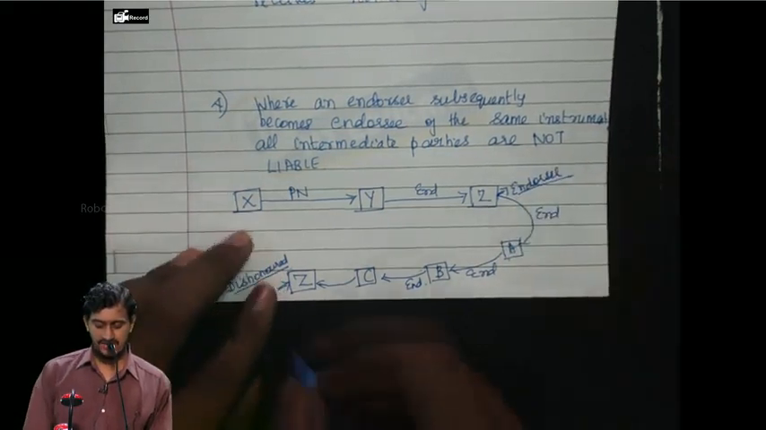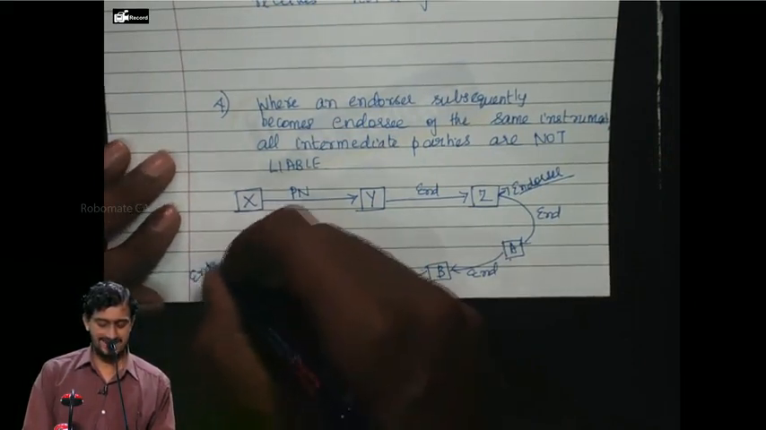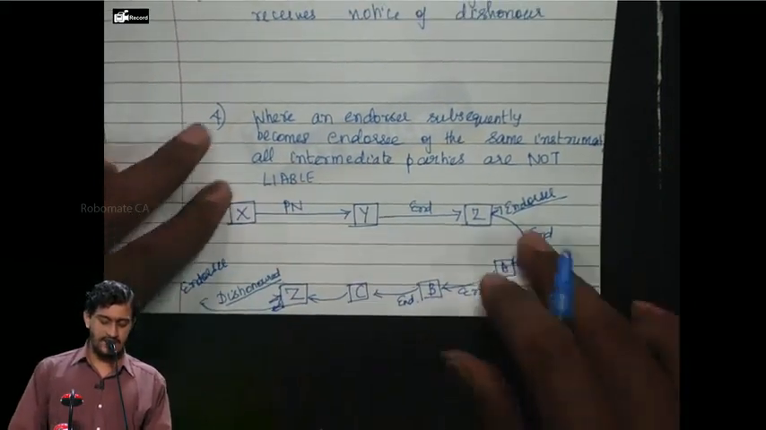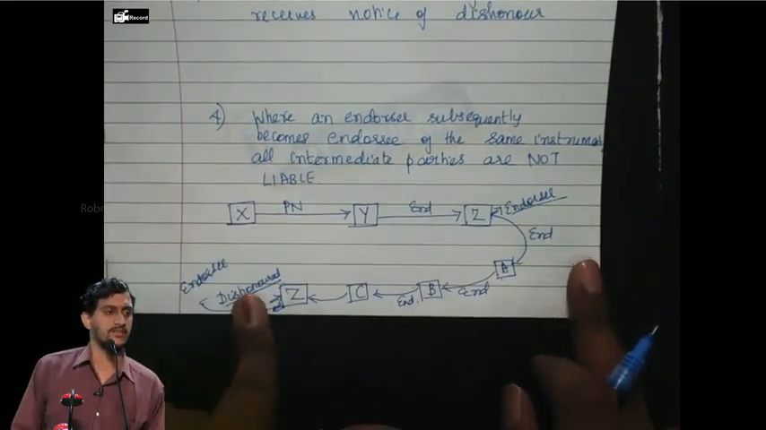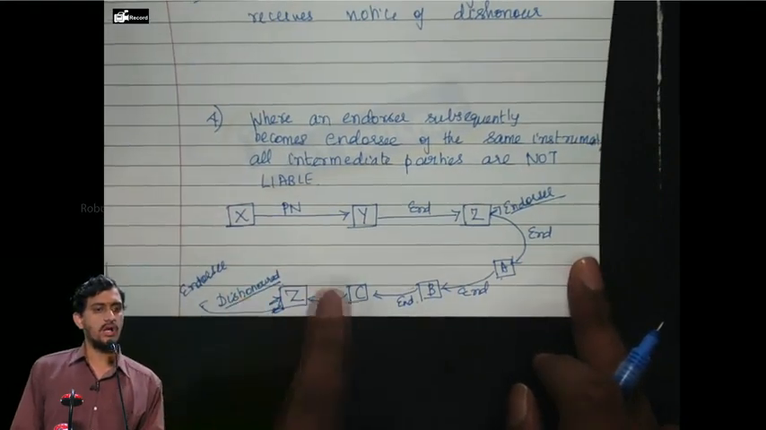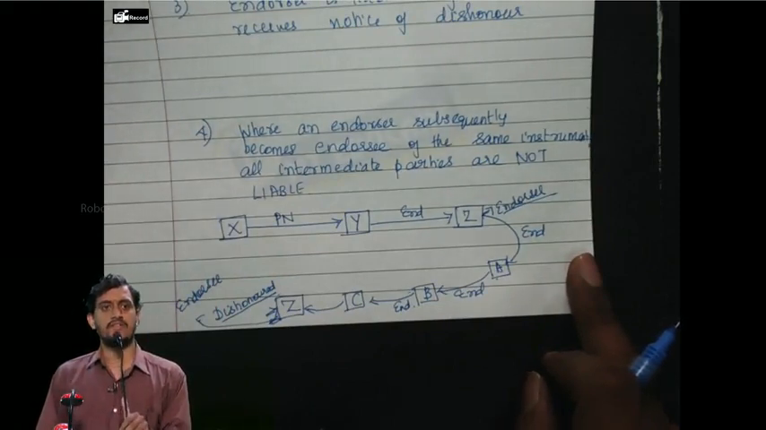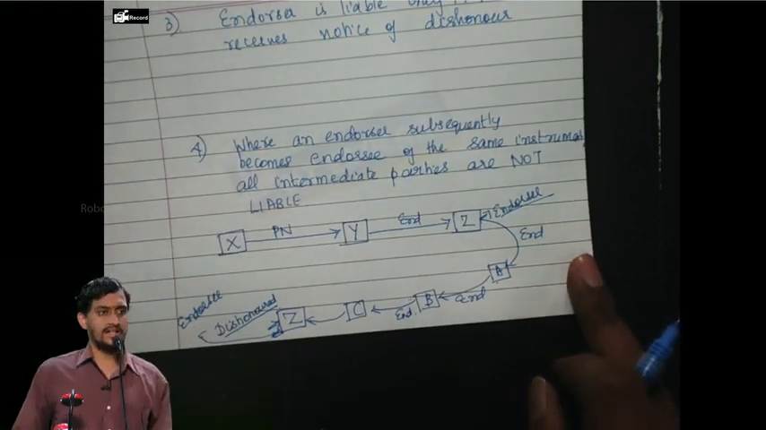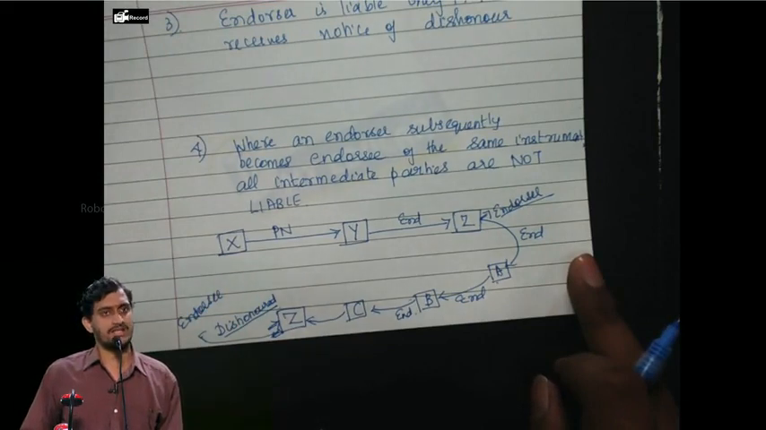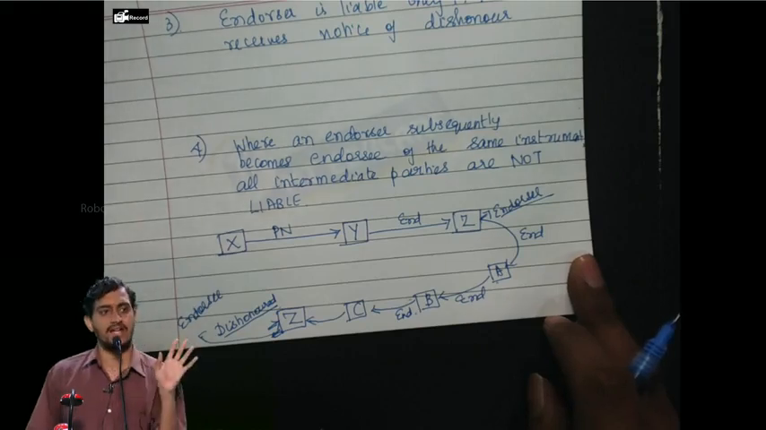So now what we are saying, where Z, you are the endorser. Z is the endorser and Z is also the endorsee. Now listen, where an endorser subsequently becomes endorsee of the same instrument, all intermediate parties are not liable. Everyone, come on, tell me, where an endorser subsequently becomes endorsee of the same instrument, all the intermediate parties liable or not liable?